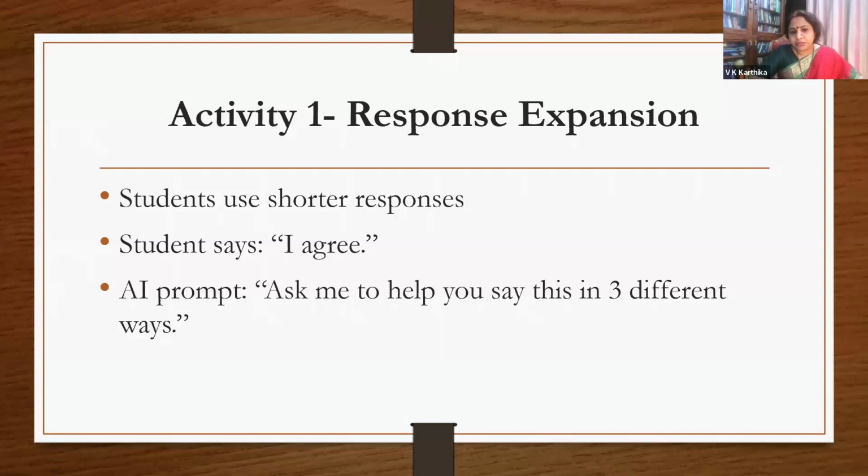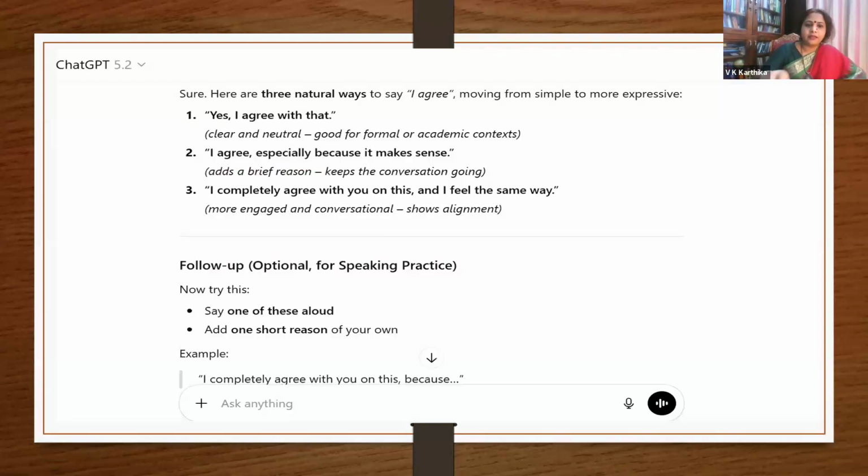So I asked them to give a prompt, I mean, this is the AI prompt. I said, you just ask them, just say that, help me to say this in 3 different ways, the I agree or so and so. So, just the case they have to mention very clearly. And then look at this.